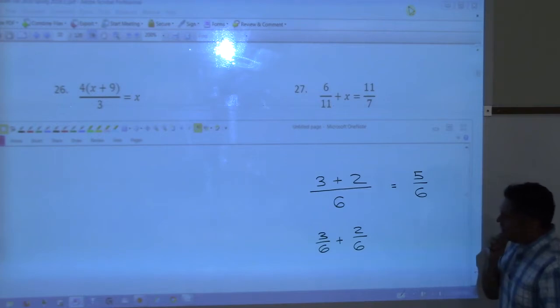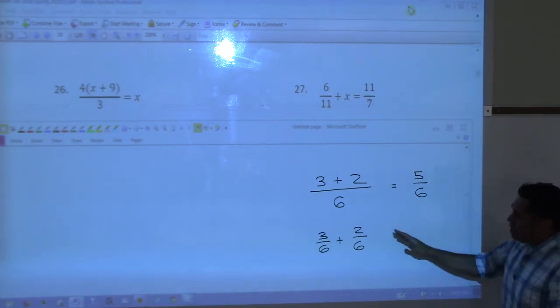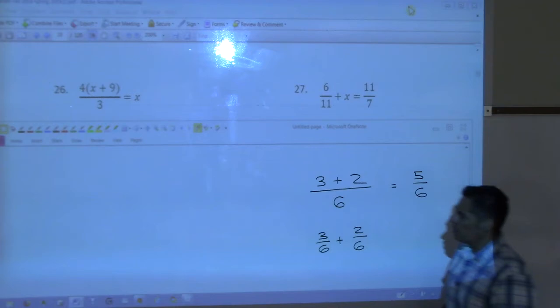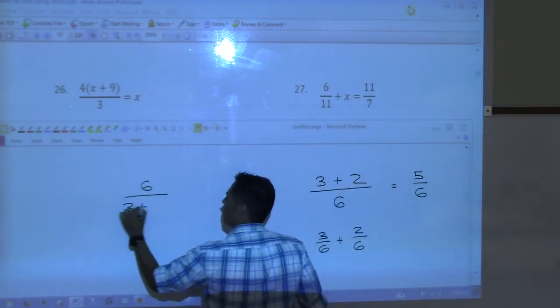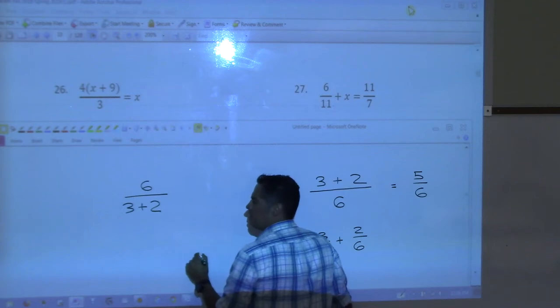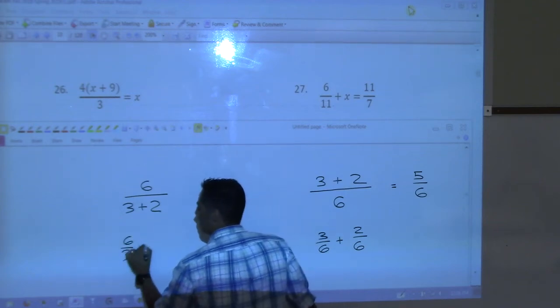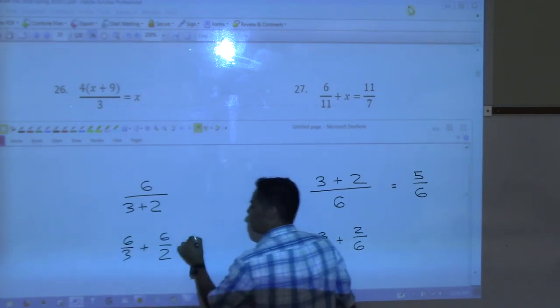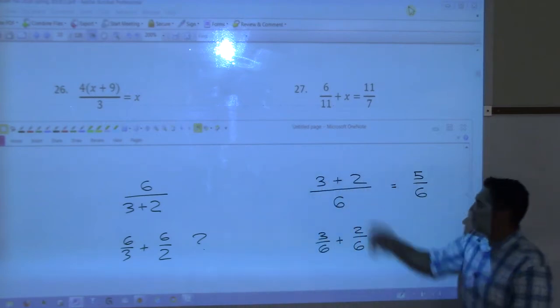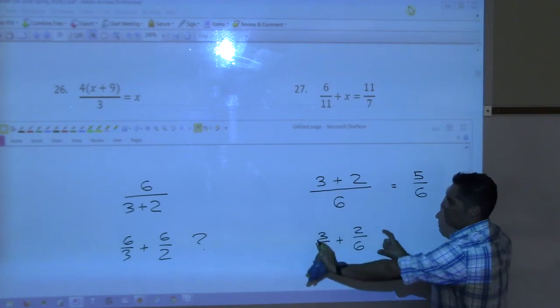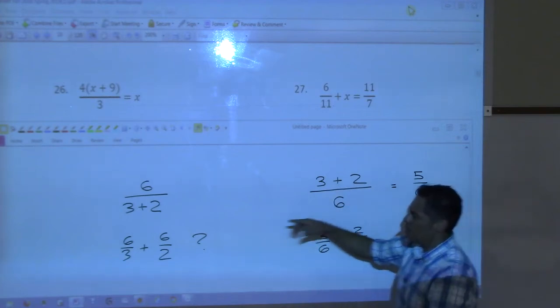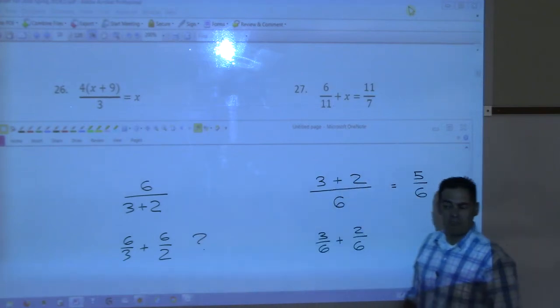And that is a property I'm about to use. Does it work the other way around? Can you split this up into 6 over 3 plus 6 over 2? I mean, you can do it this way, right? Two things on top being added, you can split it up into 2. But if you flip it over, are you allowed to do the same thing?